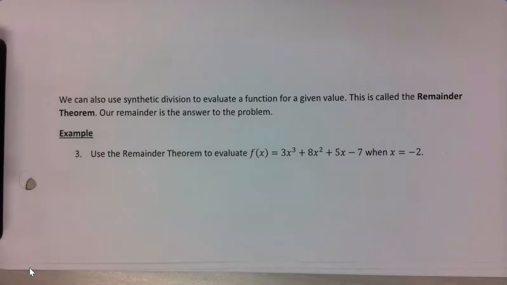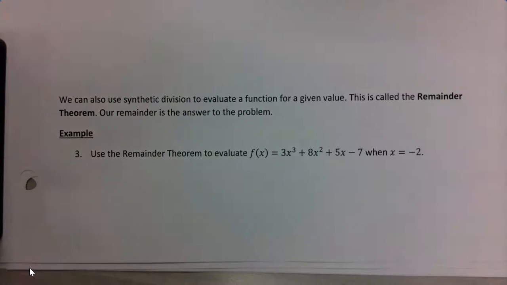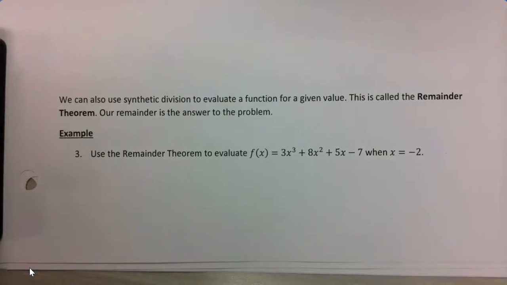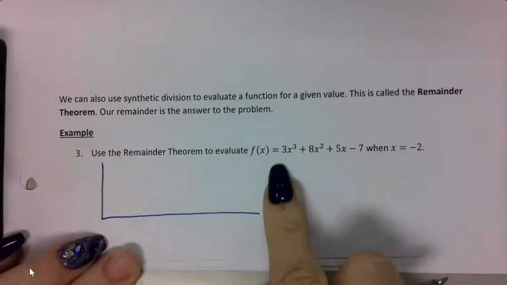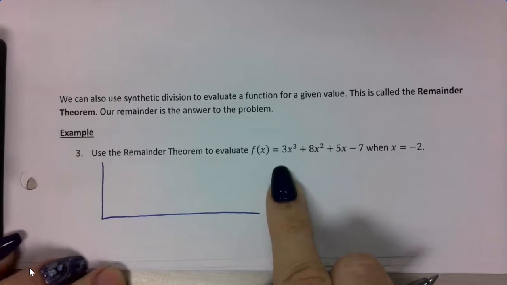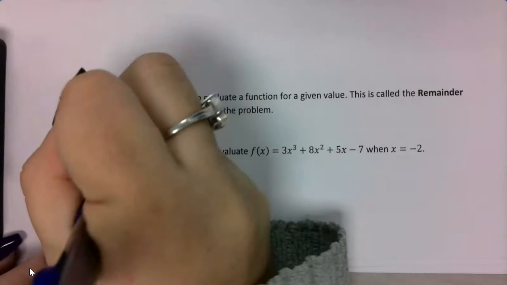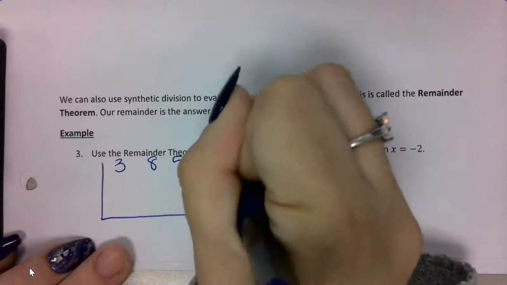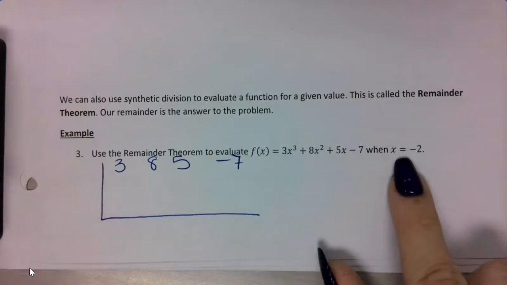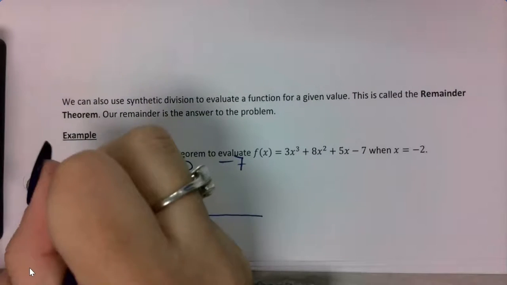Okay, so for this next one, we can also use synthetic division to evaluate for a specific number. This is called the remainder theorem. The remainder is just our answer to the problem. So we set it up very similarly. I am going to write all of my coefficients from my original polynomial. So I have 3, 8, 5, and negative 7. And then it's giving me a specific value to evaluate. So I already have it set equal to negative 2. That is my number on the outside.